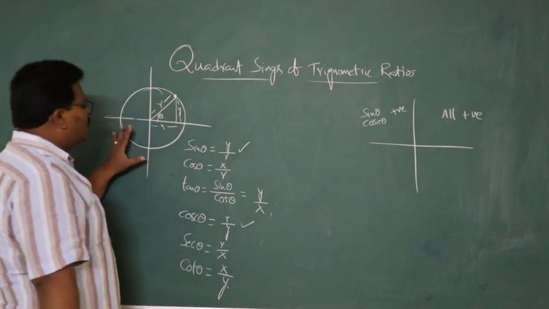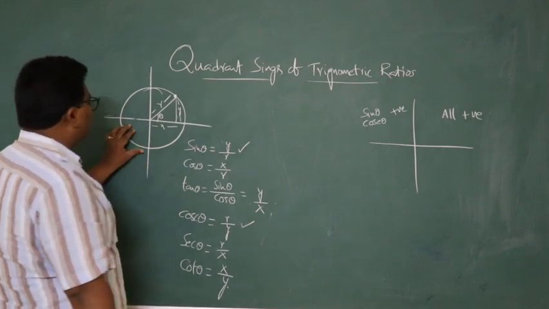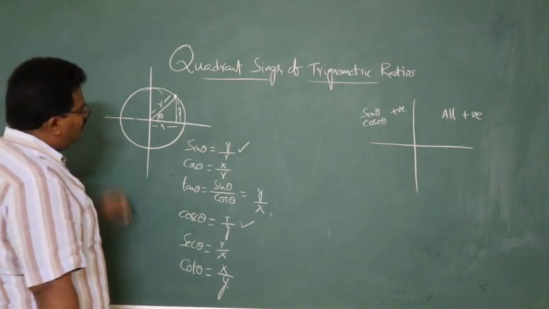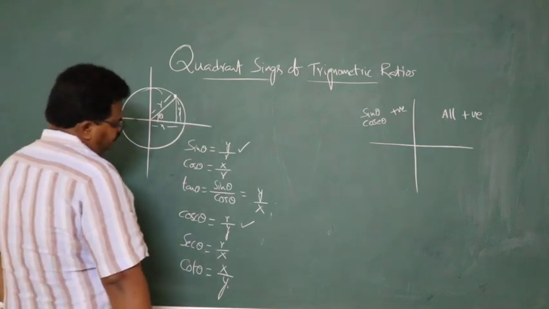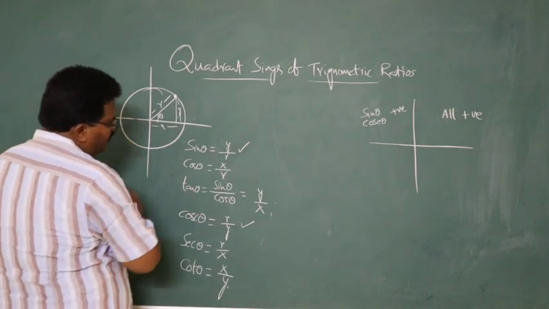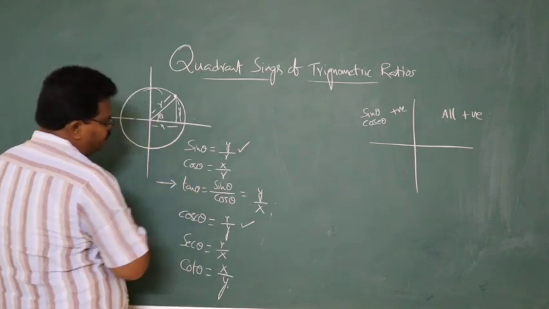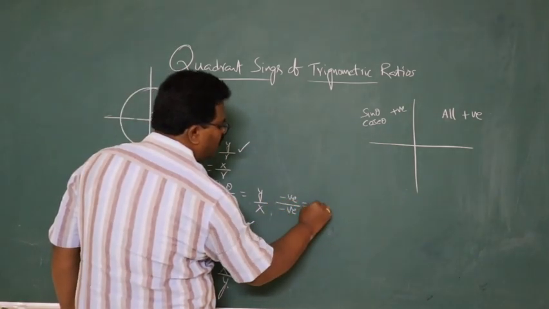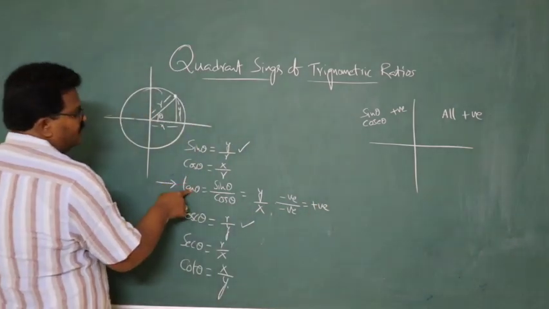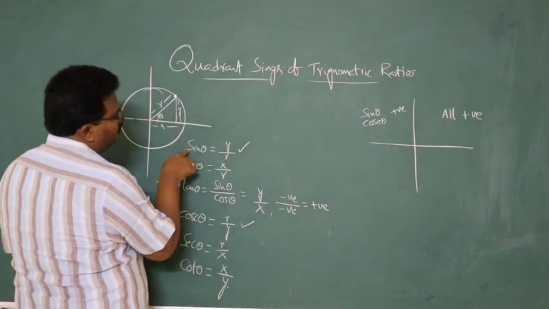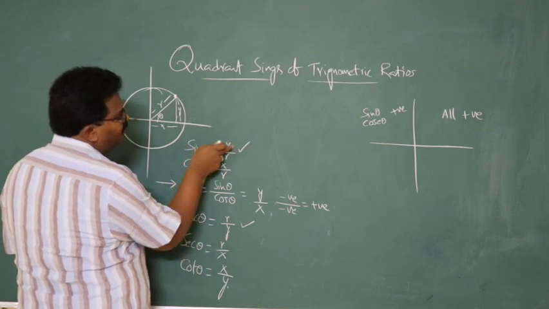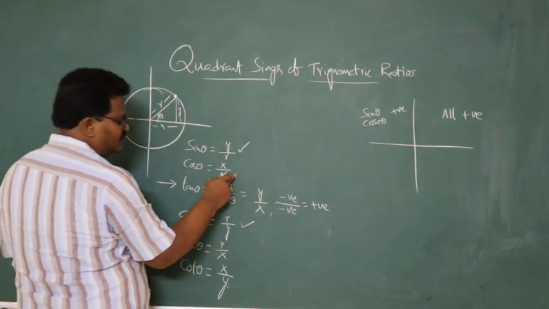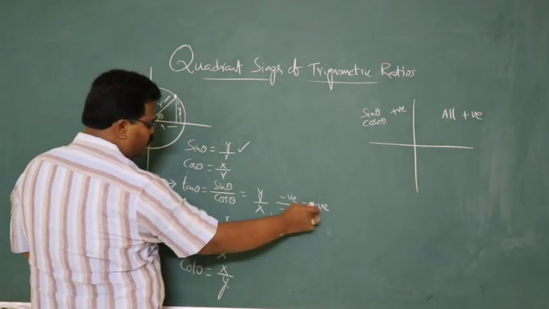So come to the third quadrant. If you observe the third quadrant, we already discussed in this, both x and y are negative. So observe this tan theta. This is negative by negative, which gives what? Positive. So if you take sine theta, y is negative, which means sine is negative. x is negative, so cos is negative, but tan, negative by negative, is positive.